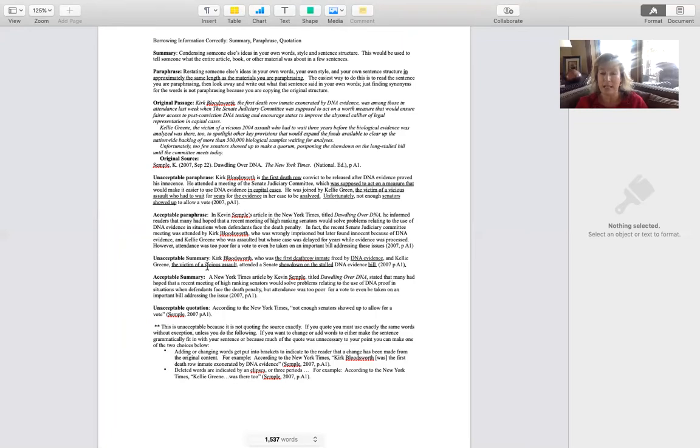Then I provide an unacceptable summary. And again, the words are too close. Victim of a vicious assault. If you look up here, they got the victim of a vicious 2004 assault. Showdown on the stalled, and they have it up here as a showdown on the long stalled bill. So don't use the same words.